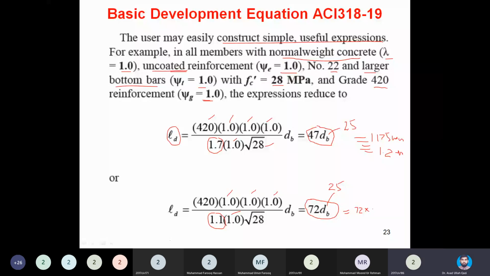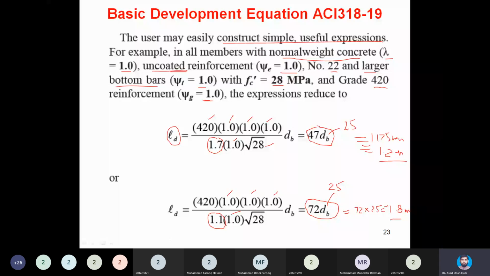1800. Okay, then it is 1.8. I am converting millimeter into meter. Answer will be in millimeter, so divide it with 1000. So look at the difference: with equation 1, when you have good confinement and good covers, clear spacing, you can drop the LD from 1.8 to 1.2 meter.